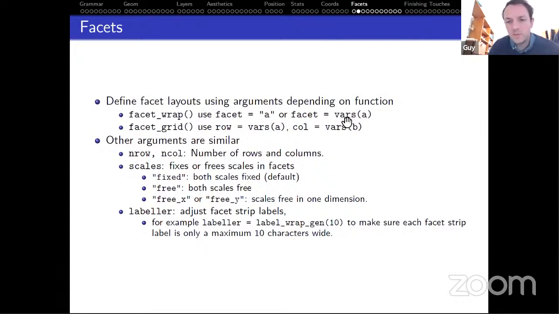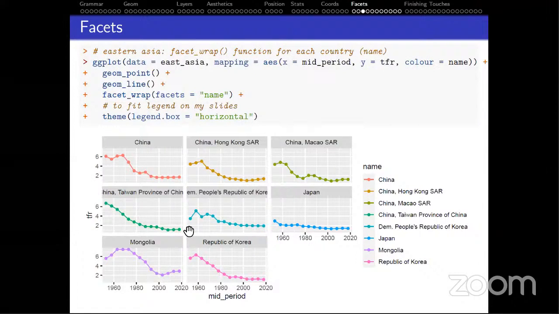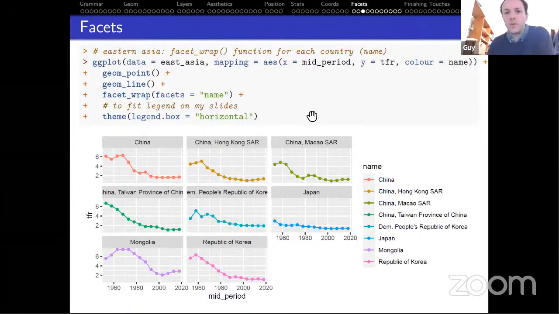So this is saying using the variable A to define the facets. In facet grid, we can cross-classify the data, right? So we can use the variable A for the rows and the variable B for the columns. And then there's some other arguments. Maybe I will go through these in an example, be a bit clearer, but we can define the number of rows and columns. We can define whether the scales are going to be fixed or free, and we can adjust the labels for the facets. But maybe let's show a facet plot to help us understand a bit better.